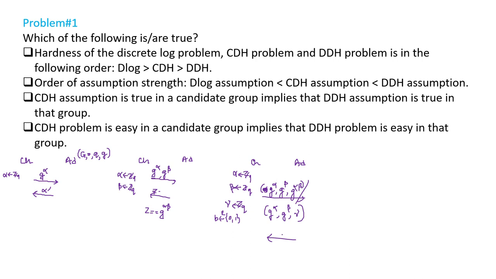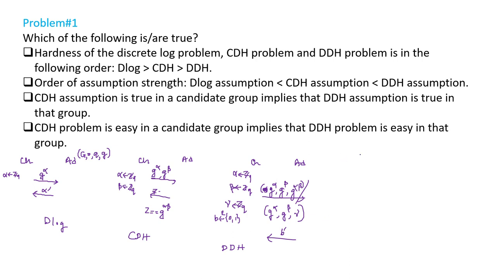And the adversary's job is to tell which one it is seeing. Is it seeing a DDH tuple or is it seeing a random triplet from the group? Okay, so it responds with some b dash and wins if b dash is equal to b. These are the three cases, right? D log, CDH and DDH.